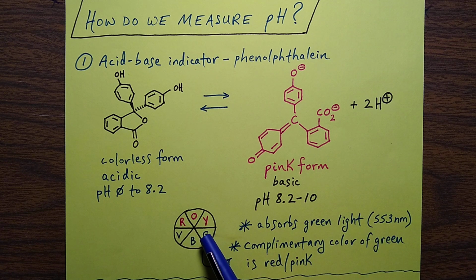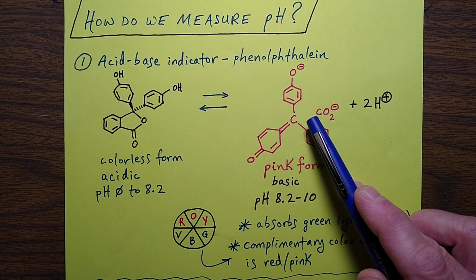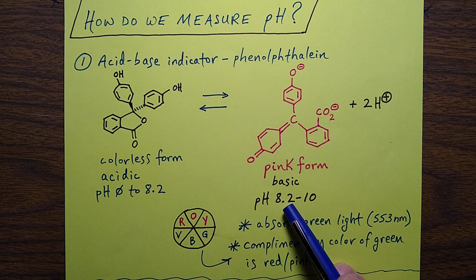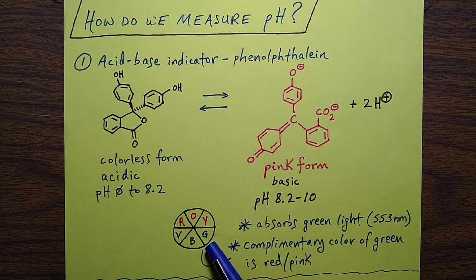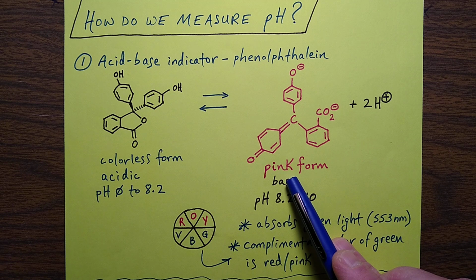If you look at a color wheel, this is just like basic color theory. A color that you see with your eyes is always the complementary color of what's absorbed. So if this particular structure of phenolphthalein is present when the pH is above 8.2, and it absorbs green light, the complementary color of green is red. That's why it has a pinkish color. It's not exactly a red color, but it's in the red part of the color wheel.